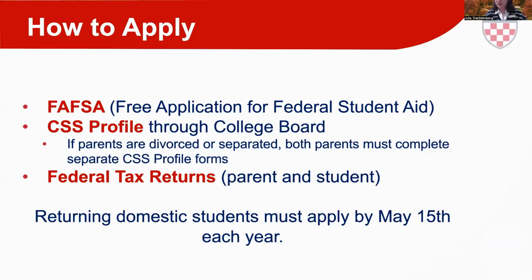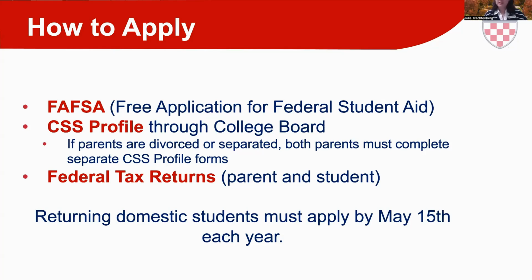At this point, you've likely already completed these steps, but returning domestic students do have to reapply for financial aid each year. So in order to have a complete financial aid application, there are three parts. The first is the FAFSA, the free application for federal student aid. The second is the CSS profile, which is another financial aid application through the College Board. And then the third are the federal tax returns. And those are always going to be for the prior year. So the tax returns that you would have submitted for the upcoming school year were from 2024. And then for your sophomore year, there'll be the tax returns from 2025 and so on.